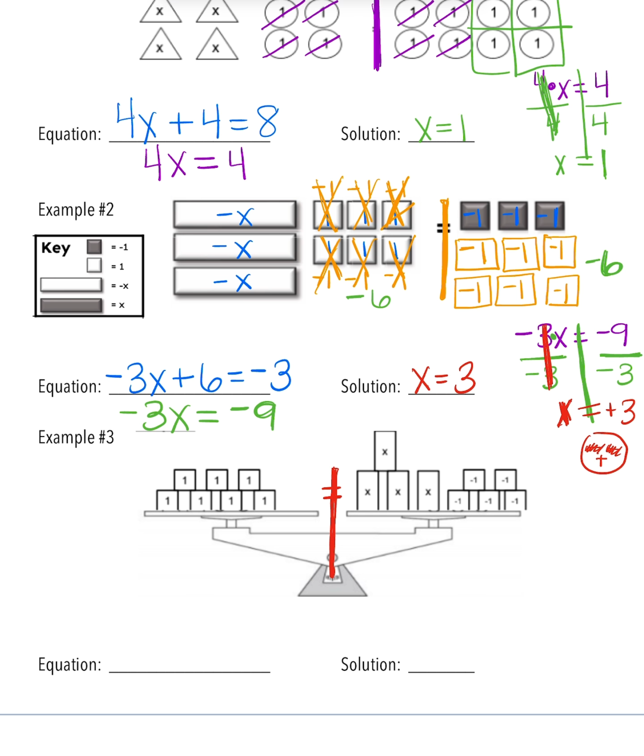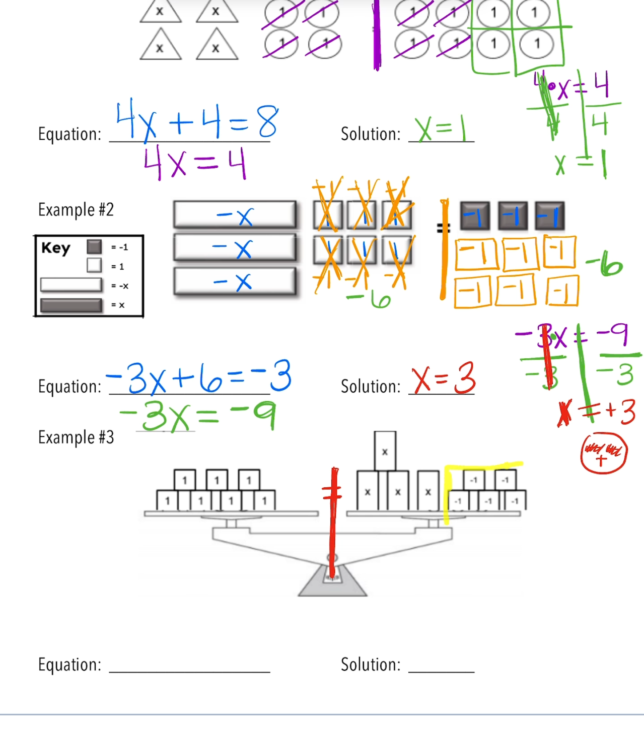So I look and I say, do I have anything that matches the positive ones on this side? No, because these are negative ones, so they don't match. Do I have anything that matches the x's? No, those are all ones. And do I have anything that matches the negative ones? No, these are positive ones. So I can't do any eliminating, but I can do what I did up here, and I can move these negative ones to the other side and isolate my variable, get my variable alone.